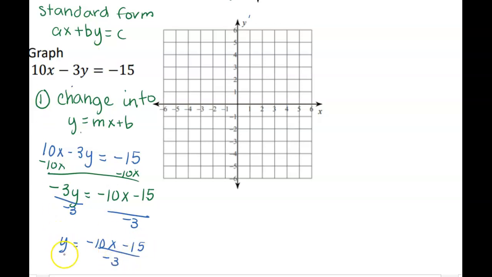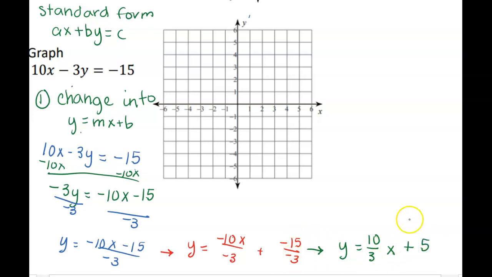Okay, now remember, we can actually split this up, so y equals -10x over -3 plus -15 over -3. And then we can look at these kind of separately. So if we go one step further, y equals a negative over negative is positive, so 10/3 x, and a -15 over -3 is just a positive 5. Okay, so now it's in y equals mx plus b form.